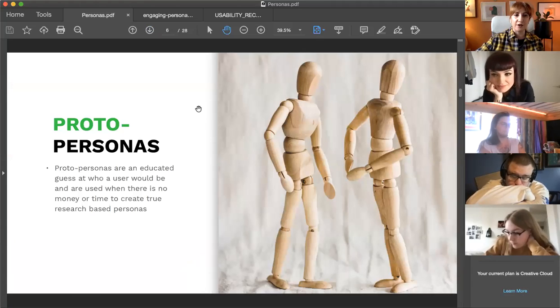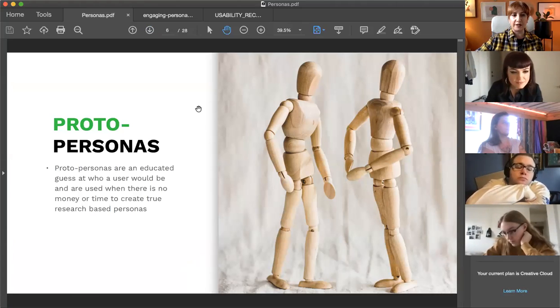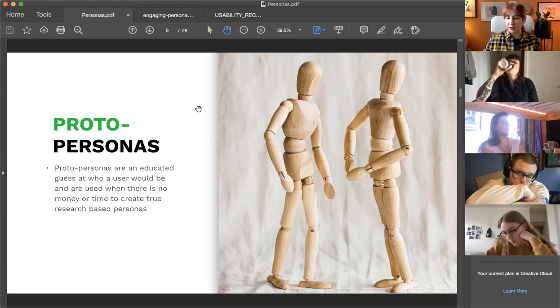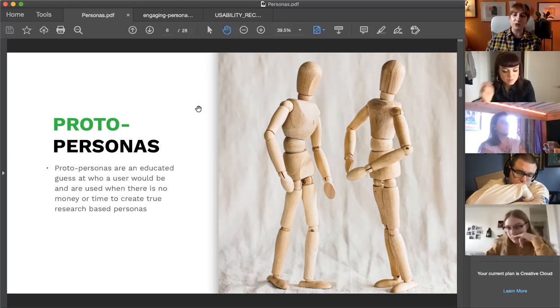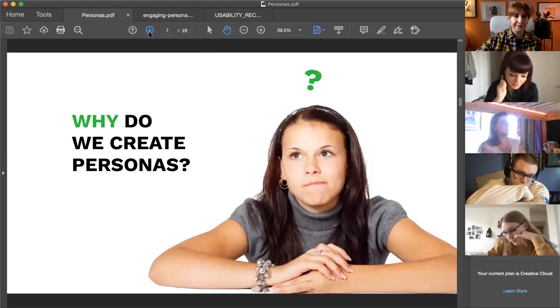Proto personas are an educated guess as to who a user would be, so like a prototype type thing, and are used when there is no money or time to create true research-based personas. So that would be where you're hiring people and they get paid to go through a whole giant process with you. That's real big projects. Big companies would do that, but not a lot of projects have the budget to be able to do that sort of thing. So it's up to you to kind of create them.